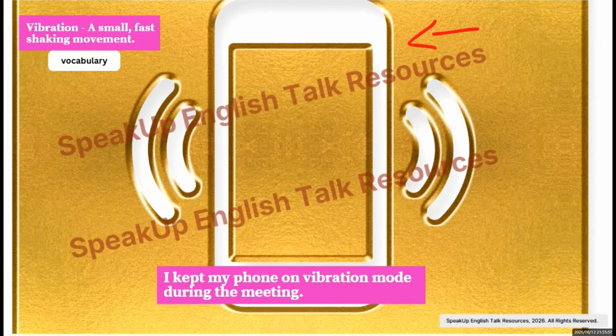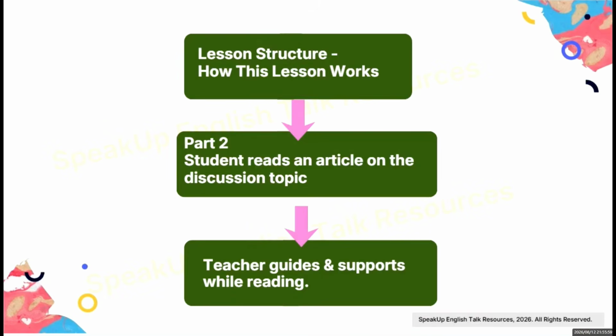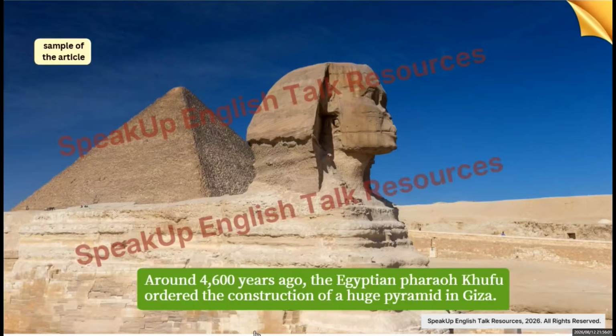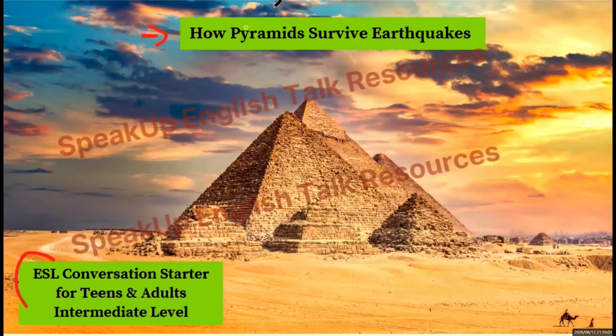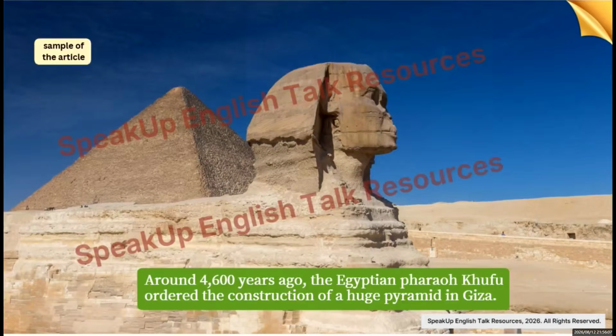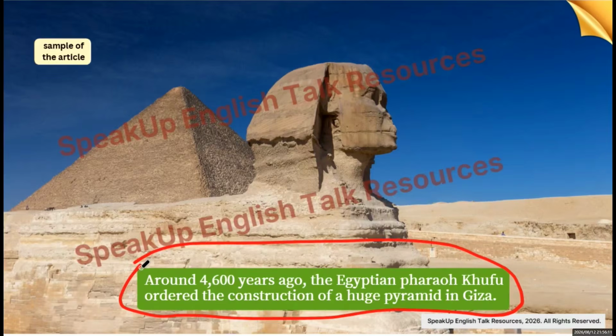And then after part one comes part two, which is to get the student to read a short article. So this topic is on how the Egyptian pyramids have survived earthquakes. So the beginning here, right? Get the student to read, and then listen to their intonation, their reading, their pronunciation, and so on. And if there are words that they have trouble pronouncing, of course, help them.